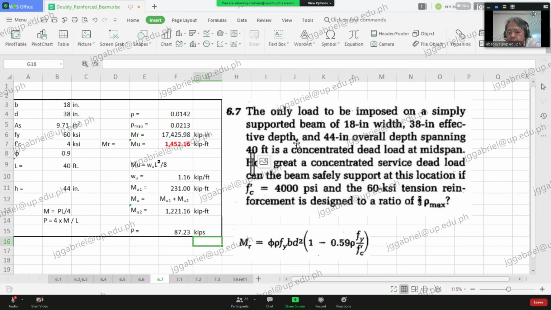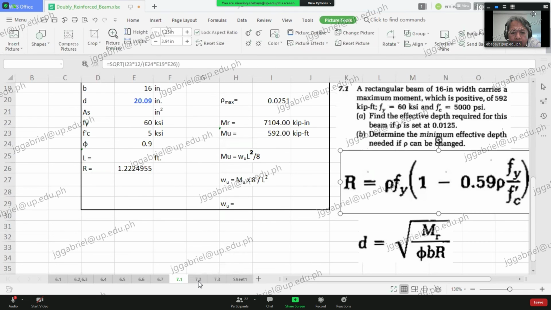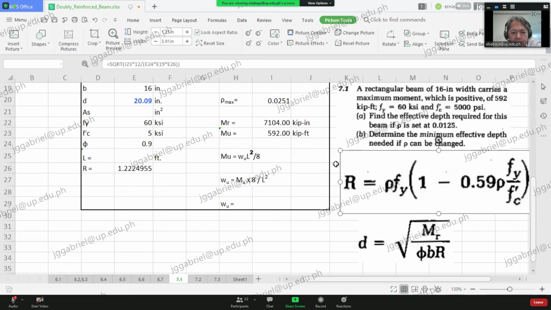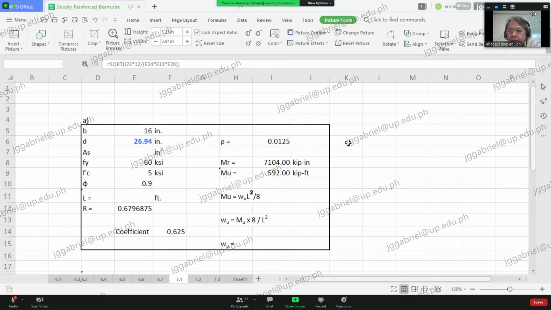Now, we can take a longer break. Let's have a 15-minute break before we continue to solve 7.1, 7.2, and 7.3. Okay? Okay, 15-minute break tayo.